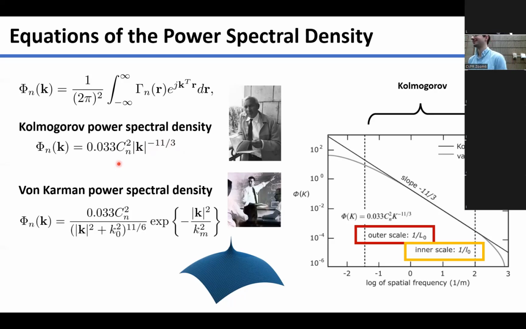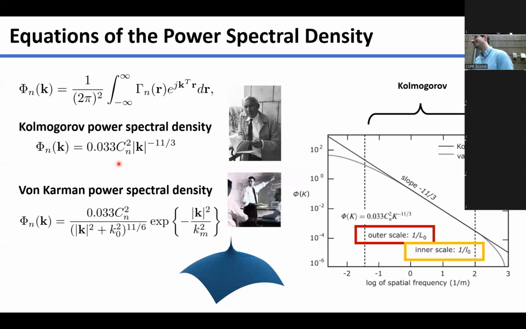Cn squared is going to be a big thing for the rest of the turbulence material. It's going to be like the variance in some sense. It's going to basically map to the strength of the turbulence. A higher Cn squared will mean more turbulence, stronger turbulence, whereas a low Cn squared will mean low turbulence.